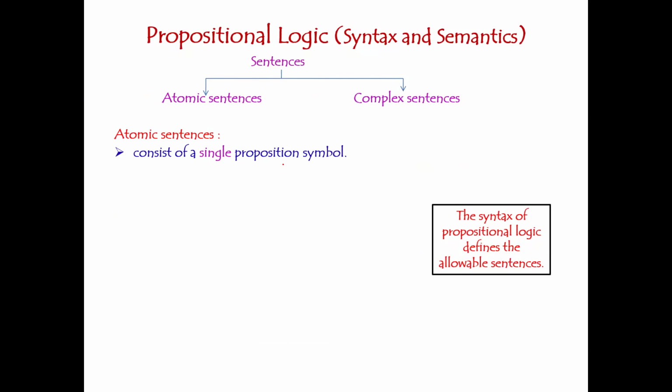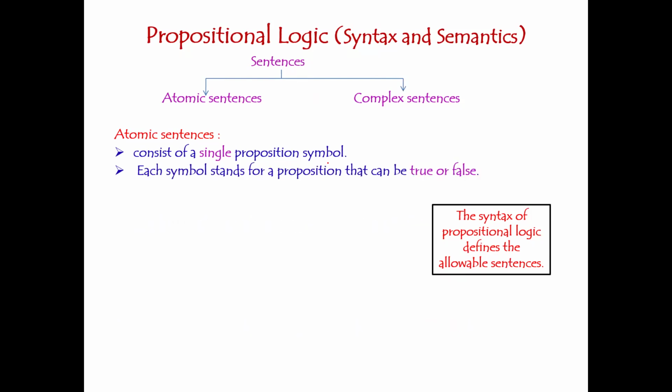Suppose a box is containing a set of balls. So a box of balls, I can denote it using a proposition symbol. I'm a woman, I can denote it using a proposition symbol. So now one simple statement can be denoted using a propositional symbol. That we call an atomic sentence.